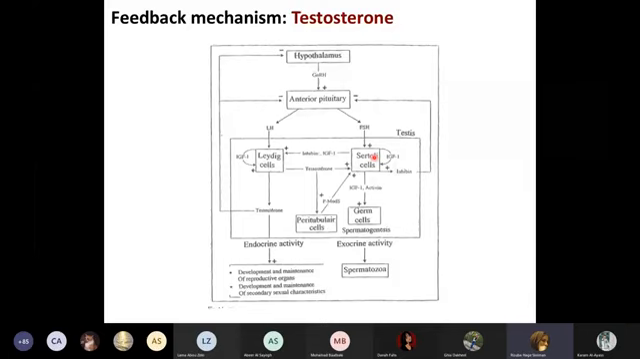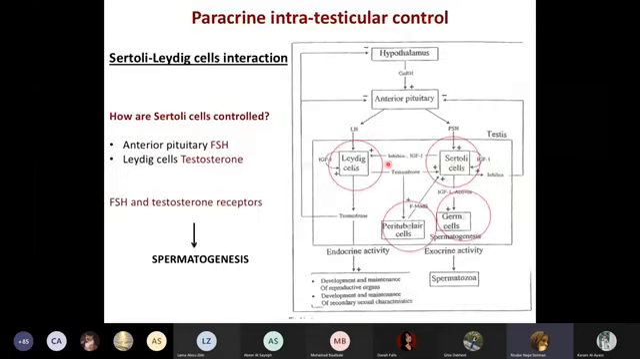Now we will talk about the interactions that exist between each of these different cells: the interaction between Sertoli and Leydig cells, the interaction between the peritubular cells, which are the myoid cells, and the interaction between the germ cells and the Sertoli cells. What are these different interactions?